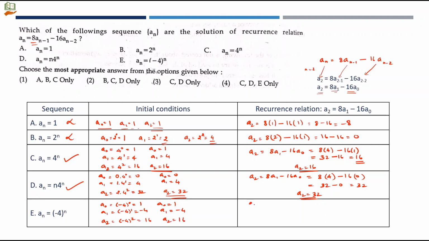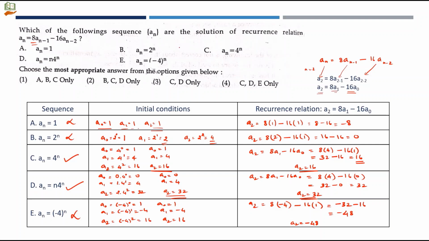Now let's calculate A2 here. It is 8 into A1 value is minus 4 minus 16 into A0's value is 1. Minus 4 into 8 is minus 32 and this is minus 16 into 1, which is equal to minus 16. This will give a value of minus 48. A2 is minus 48 here, but it is 16 here. This is not a solution.